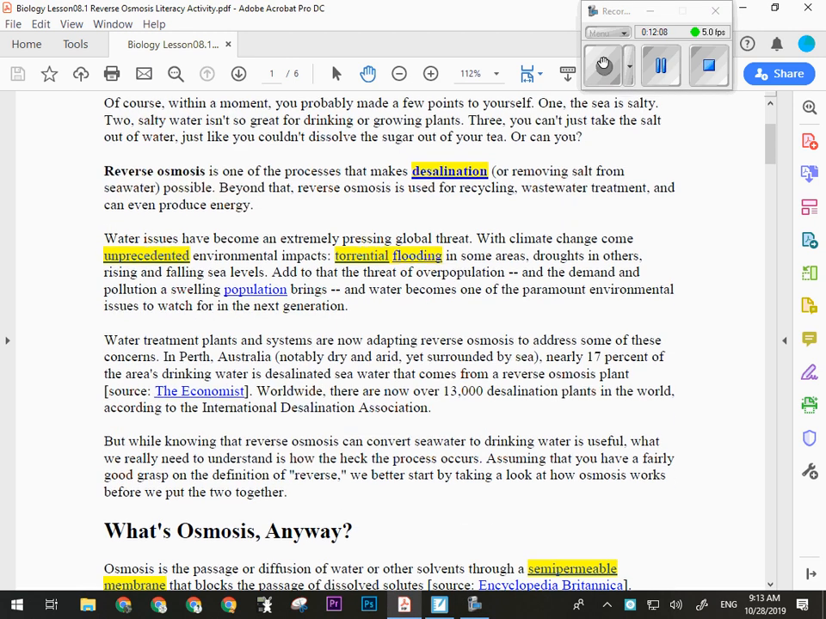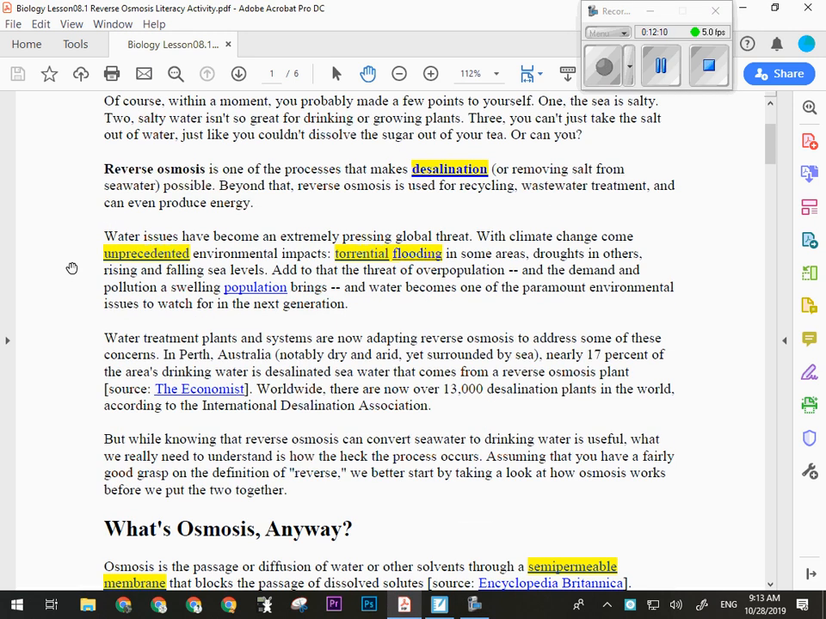Okay, unprecedented means like we've never seen anything like this before. Okay, there's no precedent set for this. Things like that. Torrential flooding is like what we had in 2013. Okay, when the rivers all flooded around here, that was torrential. It just wiped out everything.